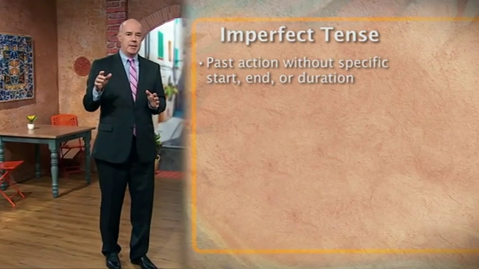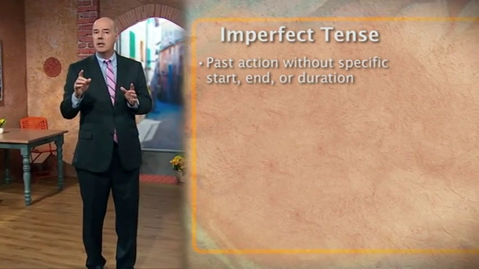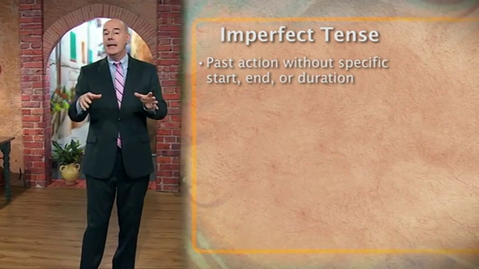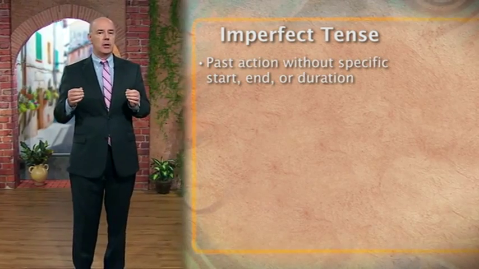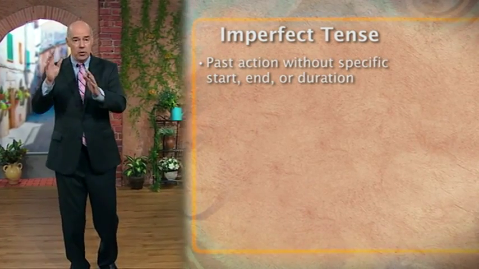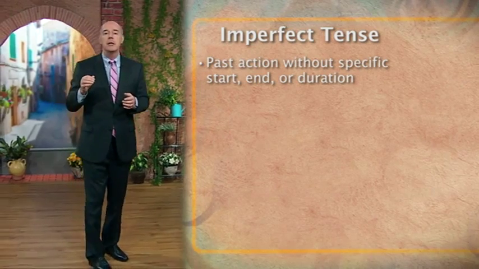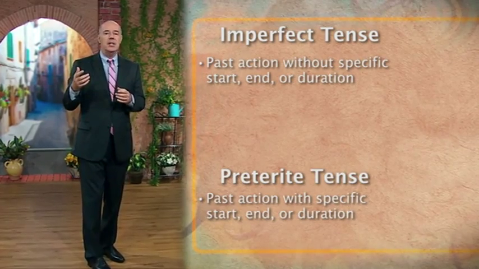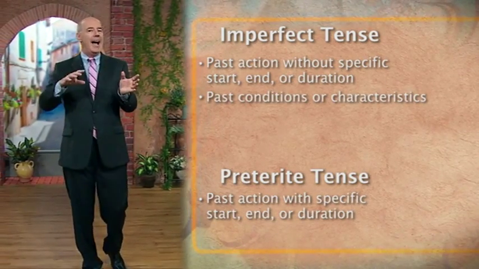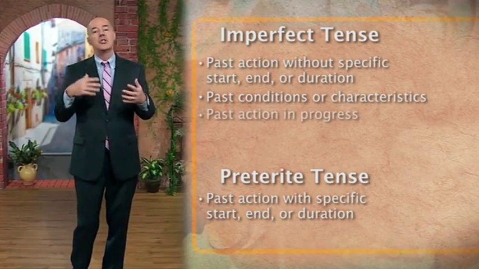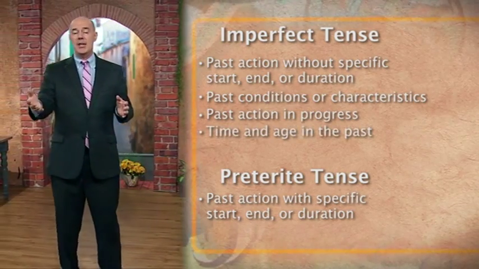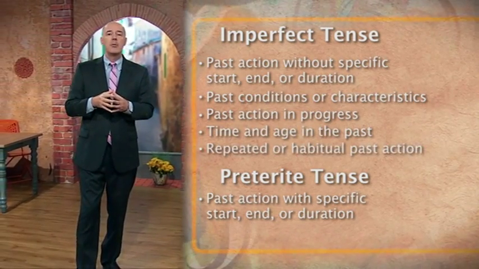We know the imperfect tense is used to talk about a past action without a specific reference to when the action began or ended or exactly how long the action took. In fact, if we knew the start, the end, or duration of the action, we'd use the preterite instead of the imperfect. We have seen the imperfect used to describe past conditions or characteristics, to talk about a past action that's in progress, en progreso, to express time and age in the past, and to express a repeated or habitual past action.